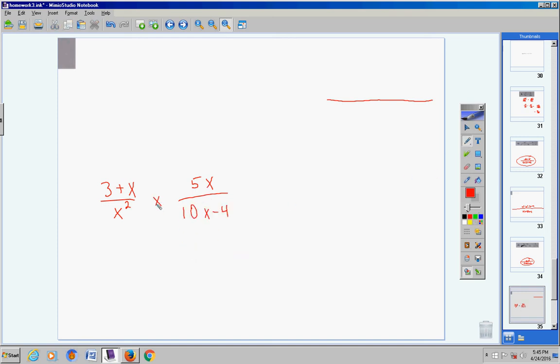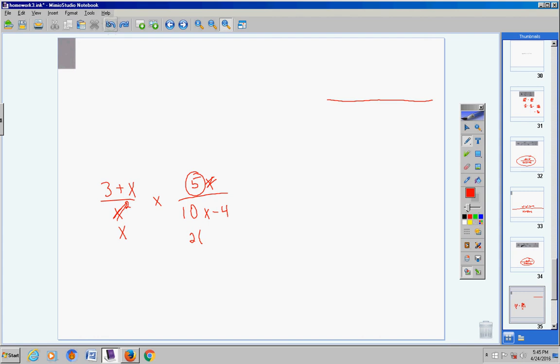Now let's see what we have here. We have two x's here and one x here. Take away one x, we're left with x. Take away one x, we're left with 5. Here, I can factor out a 2, but I don't think that's going to help any. I'm left with 5x minus 2, and that's not going to cancel with anything. So I'm going to leave that alone.